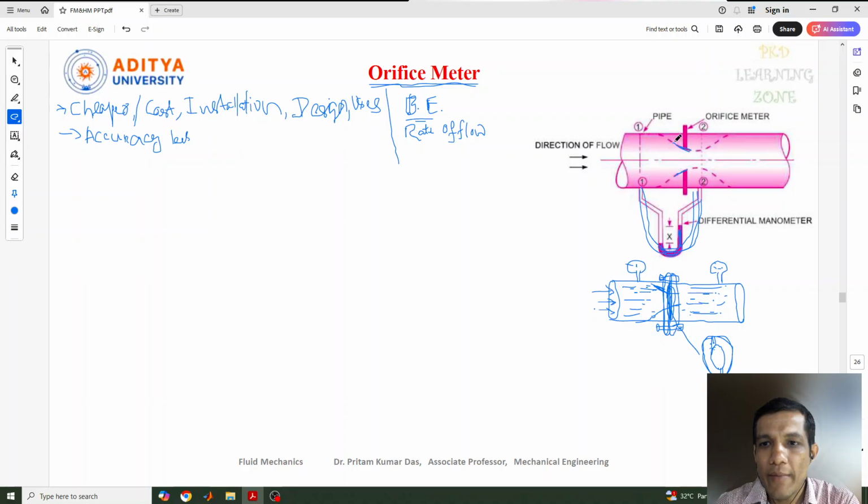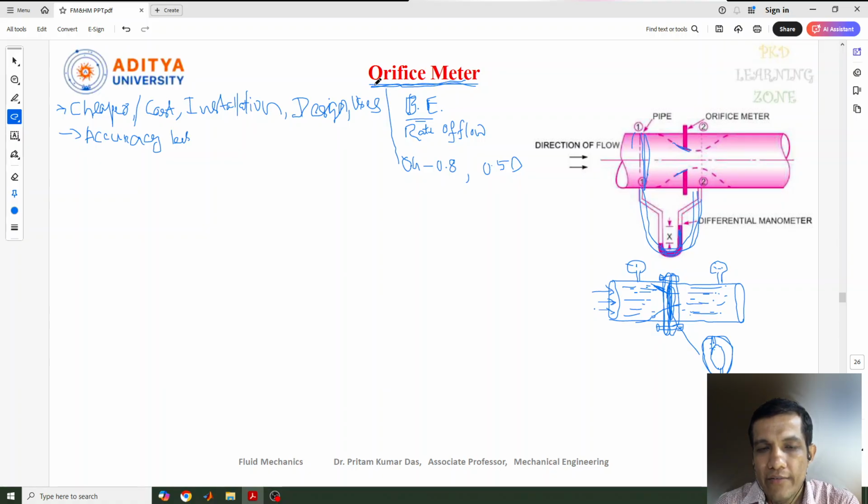The diameter of the orifice plate used to vary from 0.4 to 0.8 times the pipe diameter. Suppose the pipe diameter is 20 centimeters, then this will be 20 into 0.4, so it will be 8 centimeters. Similarly, sometimes you take 0.5 times the diameter of the main pipe. So this is the main pipe; what is the diameter of this? It will be half of that. So here the orifice meter is installed at the pipe.